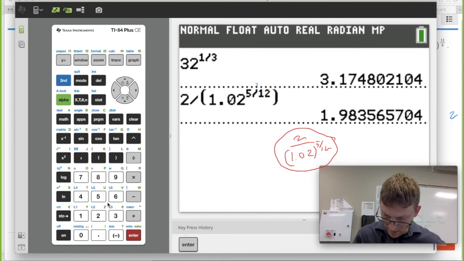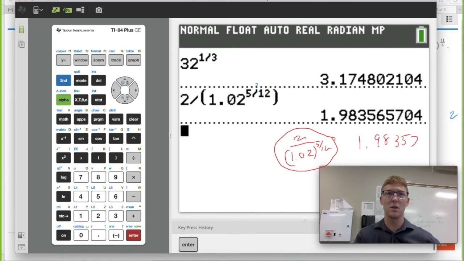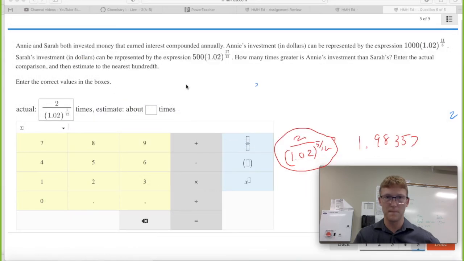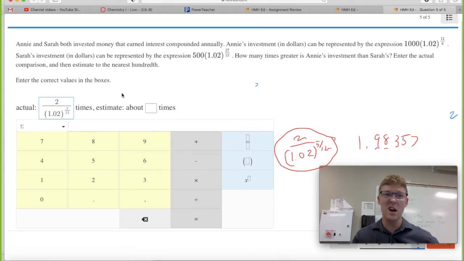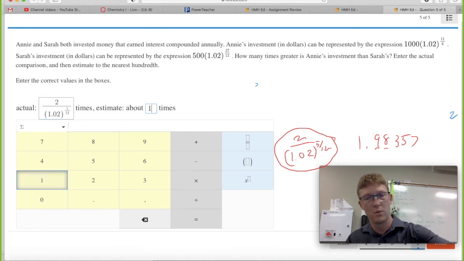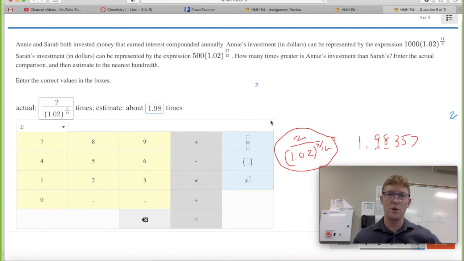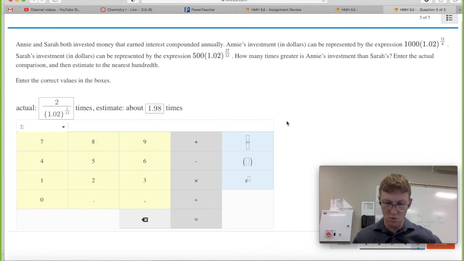I forgot how many decimal places they wanted us to go, but I'm just gonna write down this number and see what they said. Round to the nearest hundredth, so 1.98. So about 1.98 times more. So Annie's investment is 1.98 times more than Sarah's.